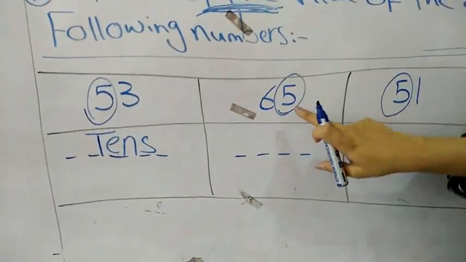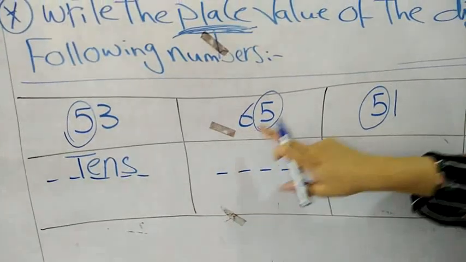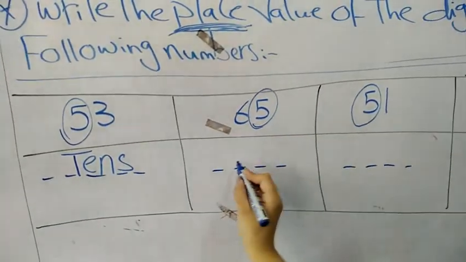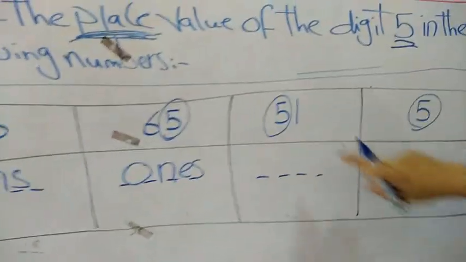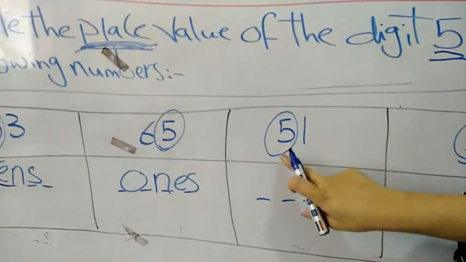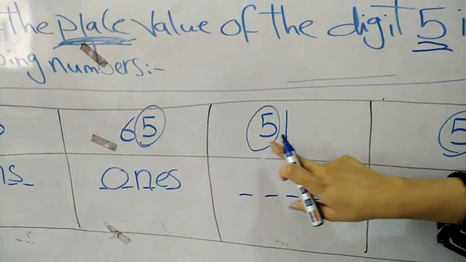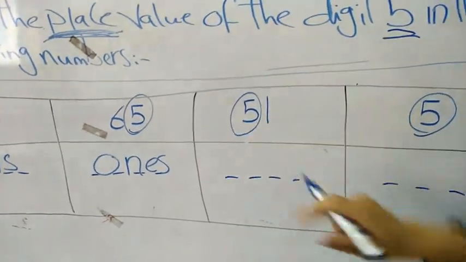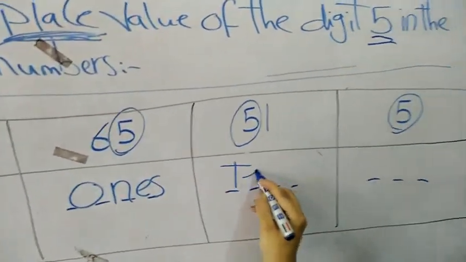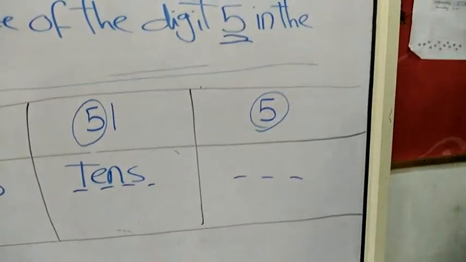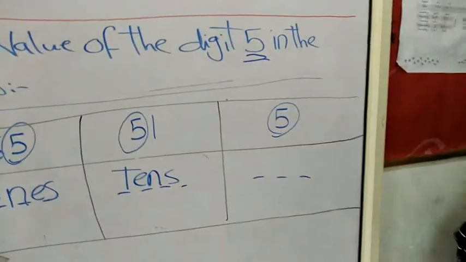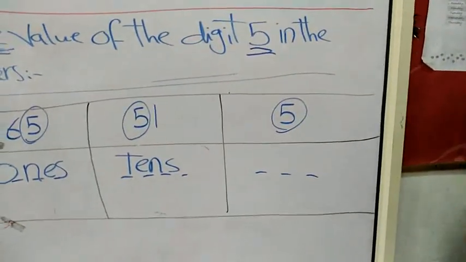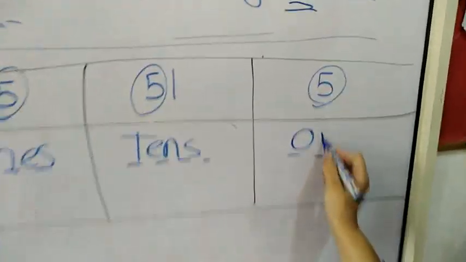Now 65. First place or second place? First place, ones place. Now 51. 5 in first place or second place? Second, so tens place. Now what about 5? First or second? 5 stays alone, so it stays in ones place.